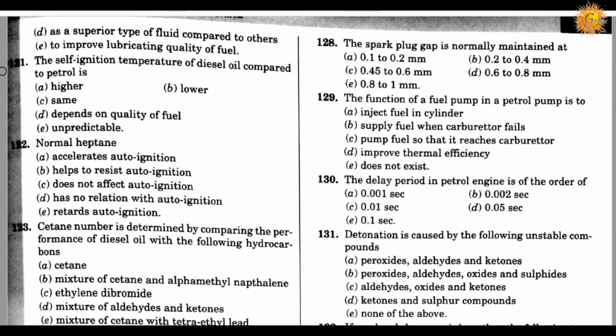Question number 121. The self-ignition temperature of diesel compared to petrol is option A, higher, option B, lower, option C, same, option D, depends on quality of fuel, option E, unpredictable. So the correct answer is A. It will be higher.